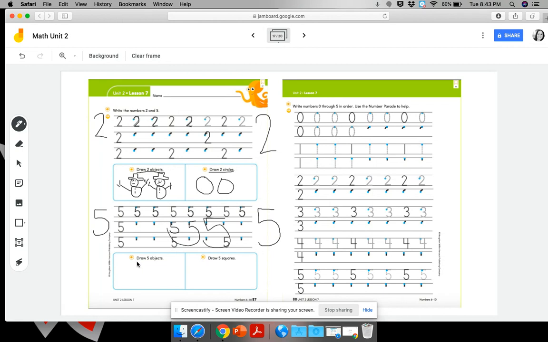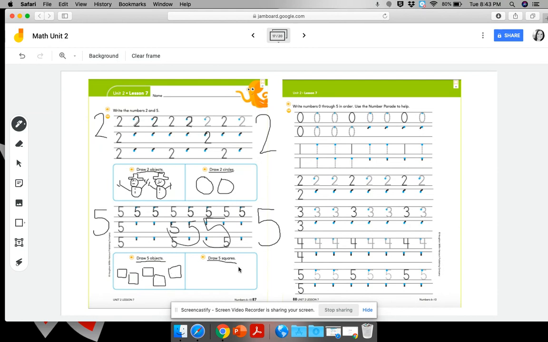Down here it says draw 5 objects. Not going to draw snowmen this time. I am going to draw 5 squares. I love to draw squares, so I'm going to draw 5 of them. I'm going to count while I do it. 1, 2, 3, 4, 5.